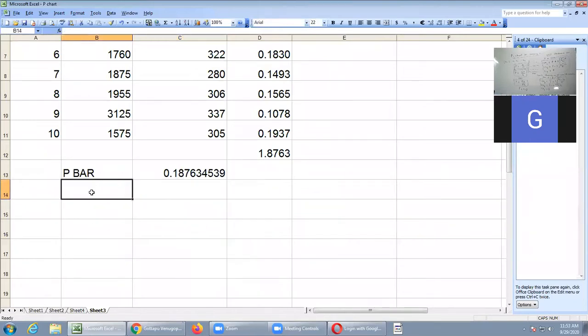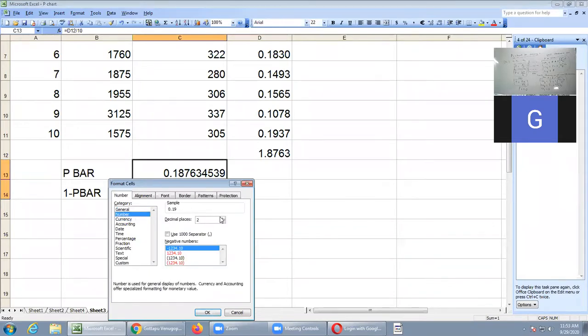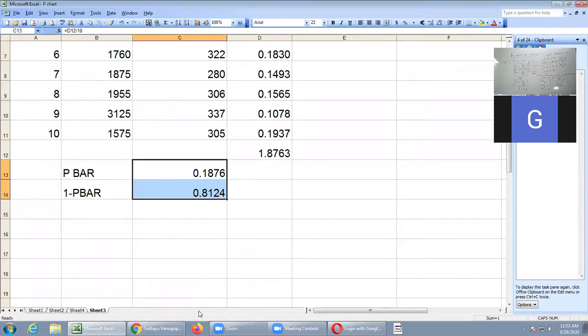That means next 1 minus P bar. What is the 1 minus P bar formula? 1 minus P bar is nothing but equal to 1 minus P bar means this value, and then press enter. So I want to make it as 4 places. Select these cells, right click, format cells, number, decimal place is 4, and then press OK button.